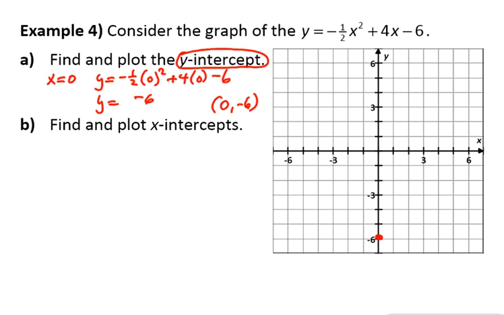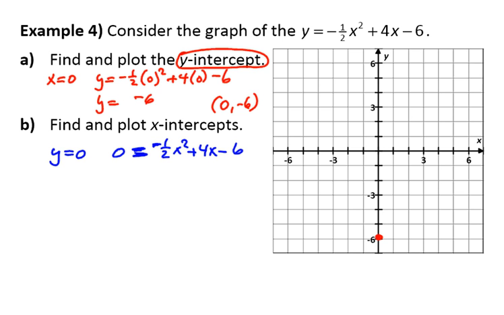All right, so plugging in x is 0, I come up with -6. So 0, -6, and plotted it. You may be wondering what to do when you start working on this x-intercept, because you have a -1/2 x squared. So remember that when we have an equation, so here's our equation right there.